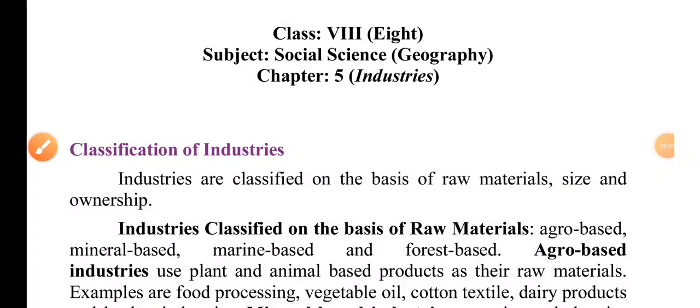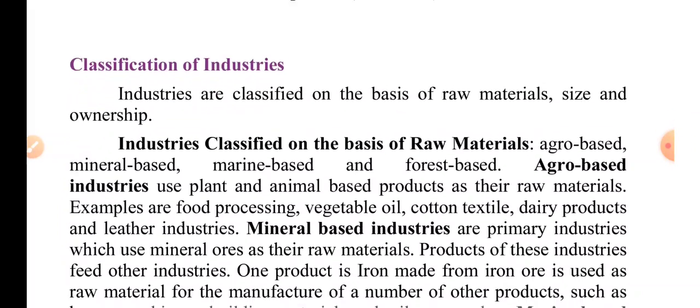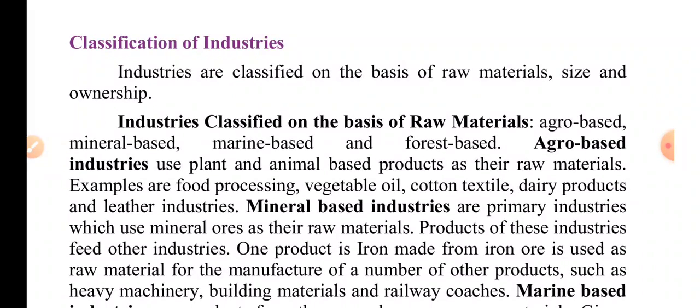Hello students, in this video we're going to learn class 8 social science geography chapter number 5, Industries. Here is our first topic, classification of industries. Industries are classified on the basis of raw materials, size and ownership.